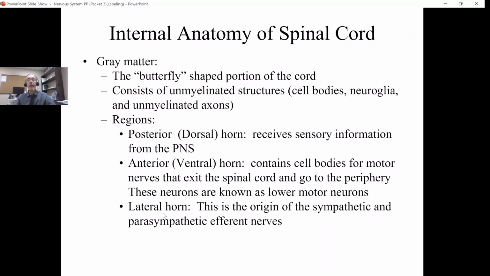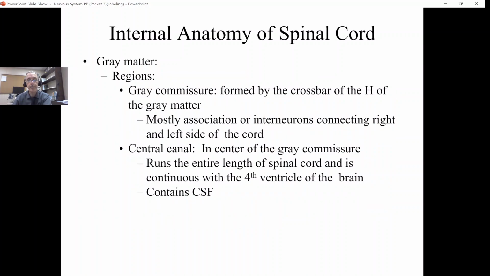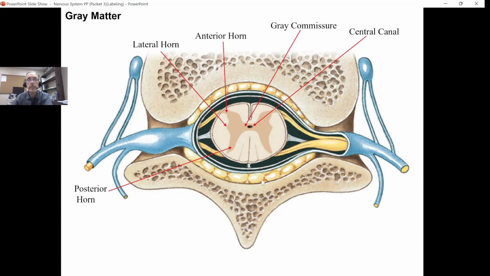And then finally, the lateral horn, as I mentioned before, is going to give rise to the visceral efferents. Remember that the visceral efferents are the autonomic nervous system, so that would include both the sympathetic and the parasympathetic. Okay, so those are the three horns. Again, anterior, lateral, and posterior, and they would be over here too, right? Anterior, lateral, and posterior. I just didn't label them. I didn't want to make it too confusing, but they would be bilateral.